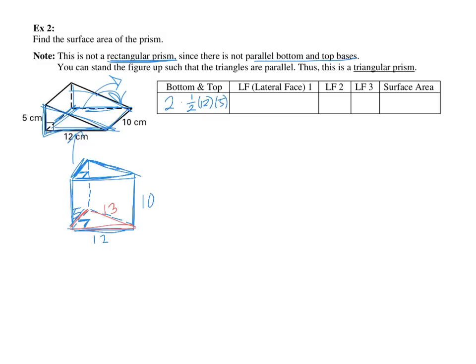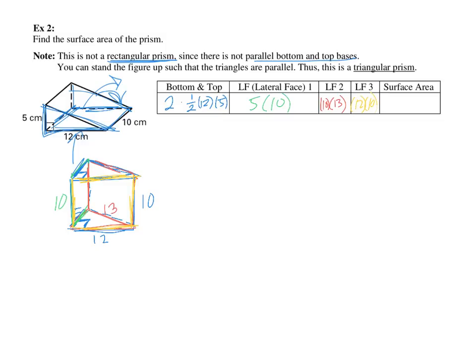Then we have the lateral face 1, which is, we'll highlight this here. I have this face. So this is 5 and this is 10, so it's simply just 5 times 10. Then I have this face here, the back one. So that's 10 times 13. And then I have the front face. I'll use yellow for that. That's going to be 12 times 10.